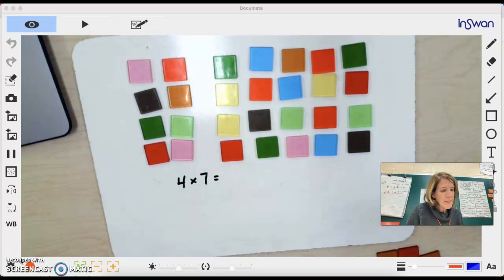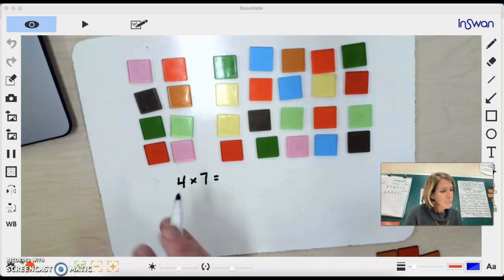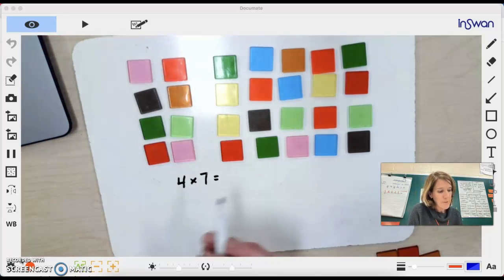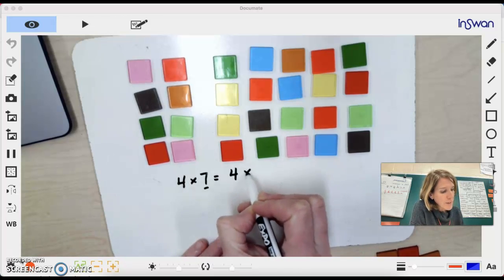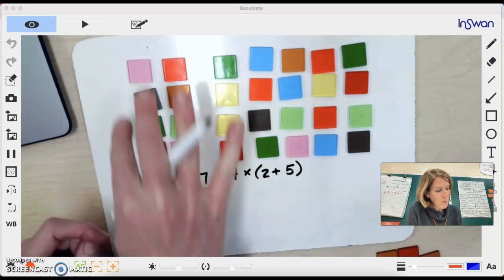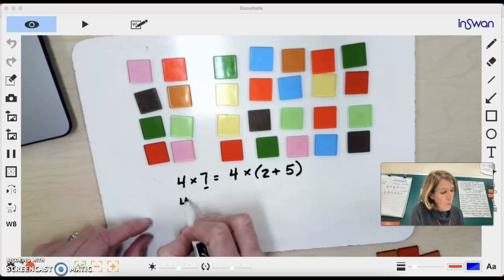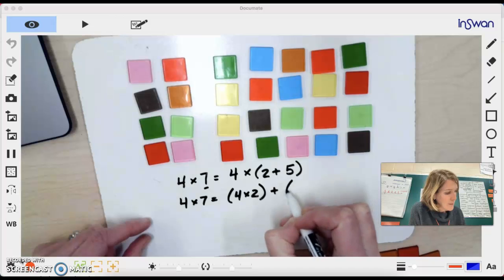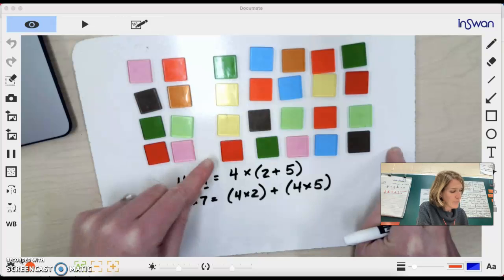Okay, so now you would just draw a line if you were working in your math book, but I just scooched them over. I separated this factor 7. I distributed that factor 7. So I have 4 times 2 plus 5, right? I still have my 4 rows, and I have 2 here and I have 5 there. So 4 times 7 is equal to 4 times 2 plus 4 times 5.